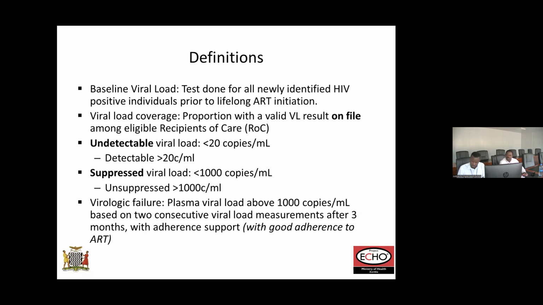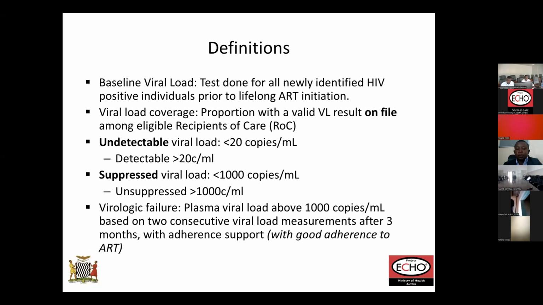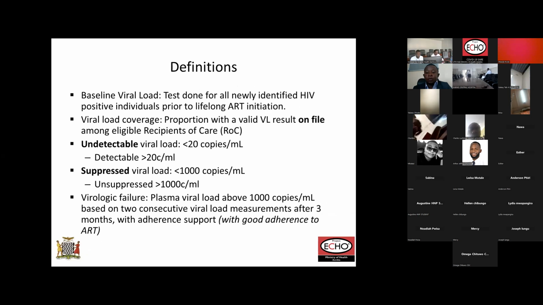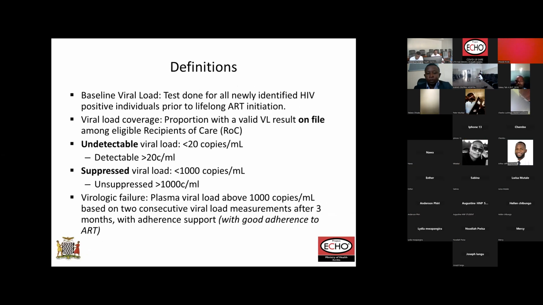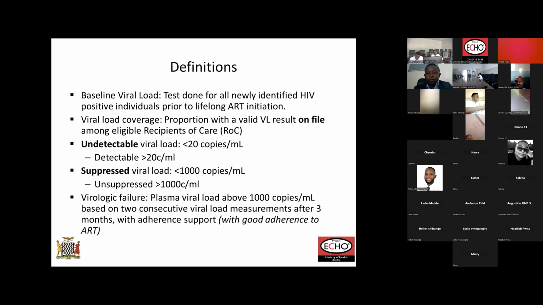And the eligible recipients of care for our settings is people that have been on treatment for more than 6 months. Undetectable viral load is less than 20 copies per mil. It might differ if you are using different definitions, but for our settings, really, we use less than 20 copies per mil. Detectable is greater than 20 copies per mil. For our setting and for our guidelines, viral load suppression is defined as less than 1,000 copies per mil. And unsuppressed, anything greater than 1,000 copies per mil will be defined as unsuppression.